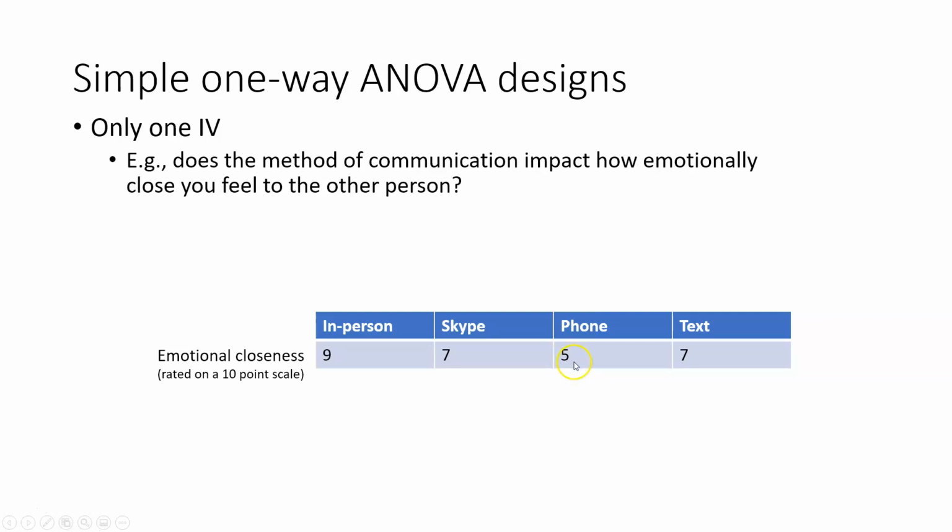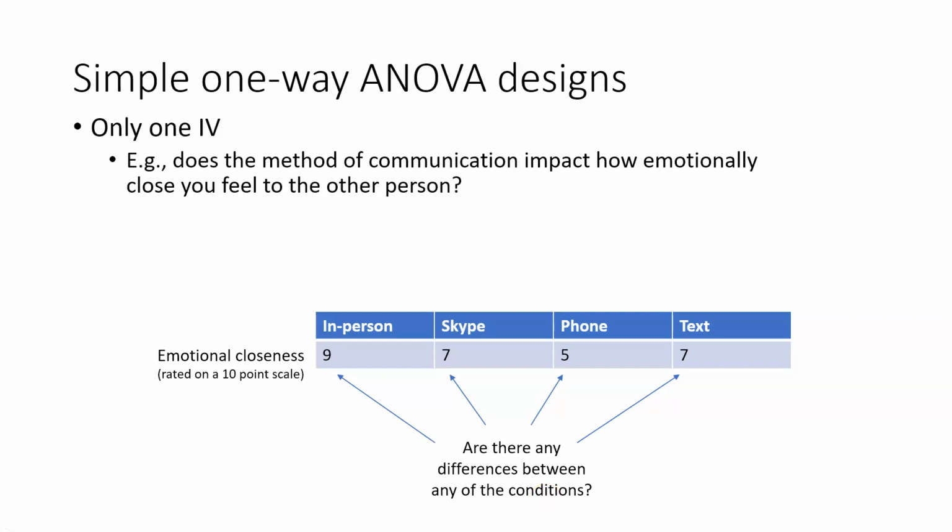This right here is an example of a study in which you have one dependent variable, emotional closeness, and one independent variable, which is the method of communication. But it has 4 levels. In person, Skype, phone, text, those are different methods of communication. So you've got one IV with 4 levels, and one DV, and you might be asking the question, are there any differences between any of the conditions? That's what we just finished doing in the one-way ANOVA.